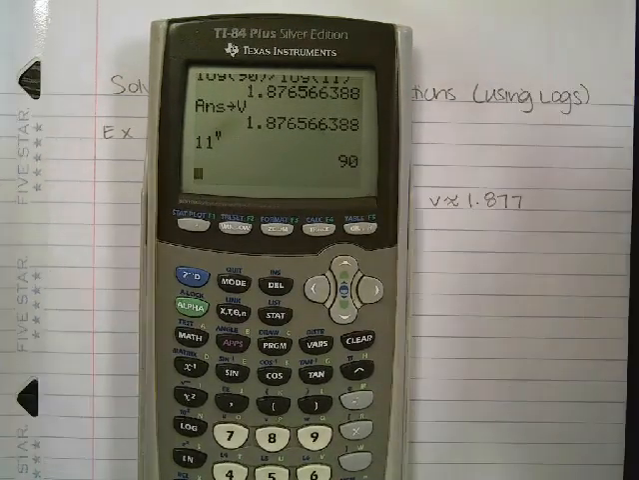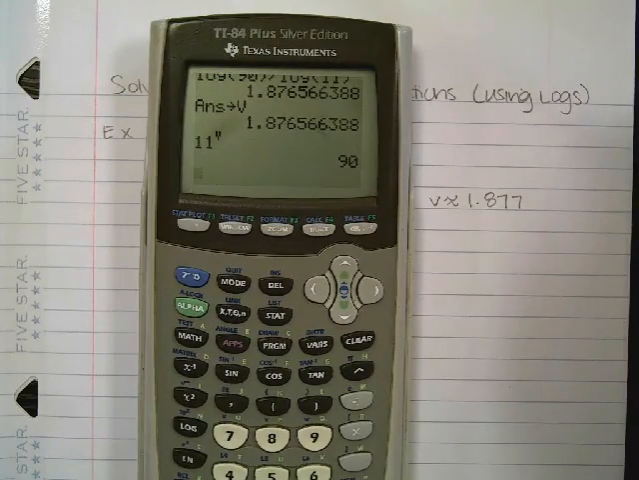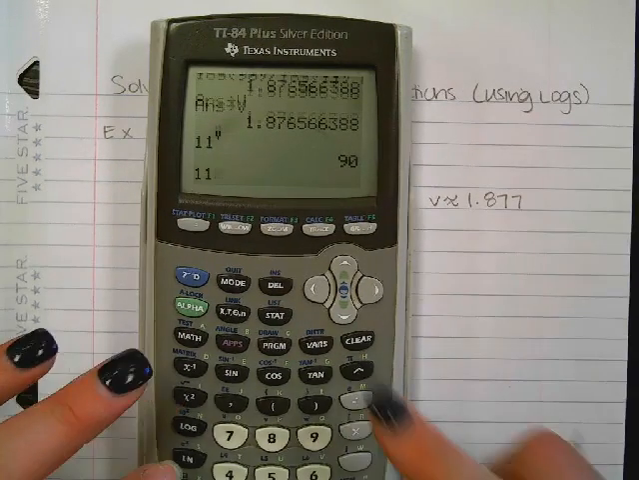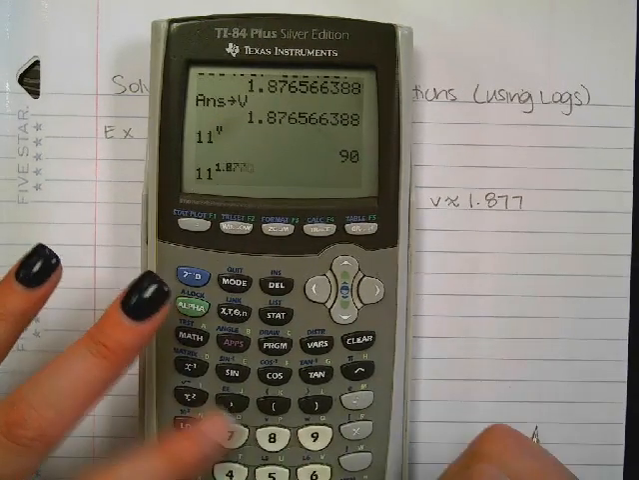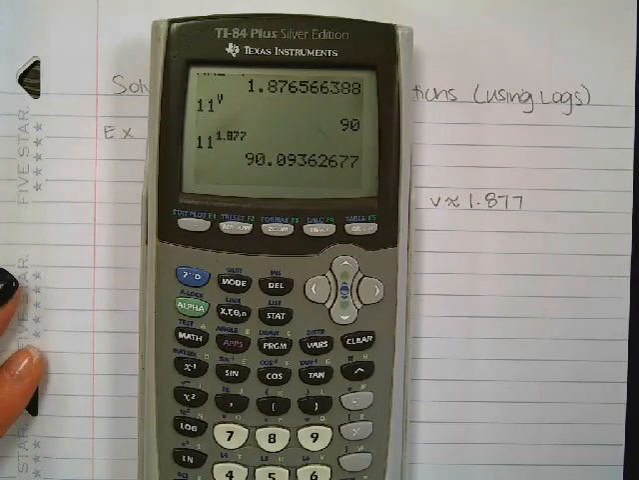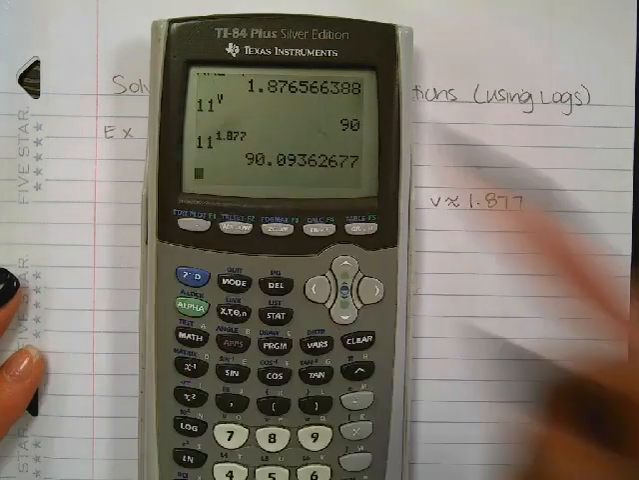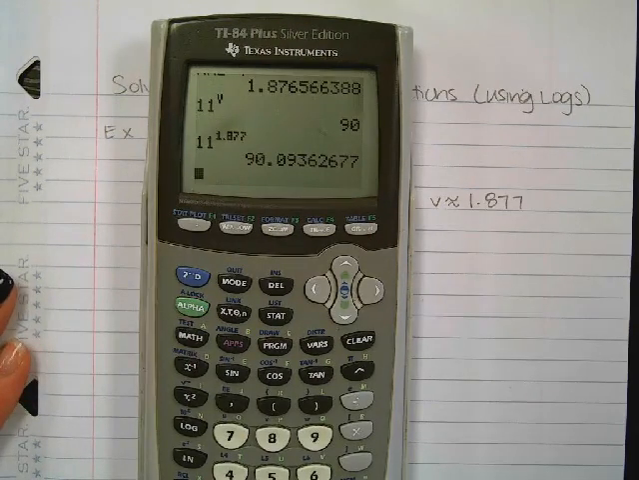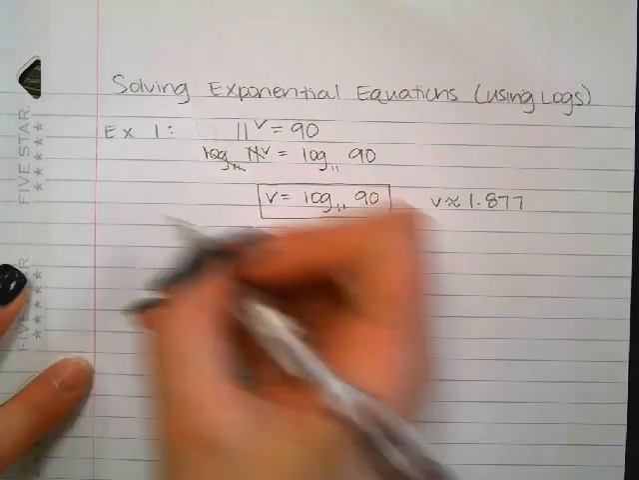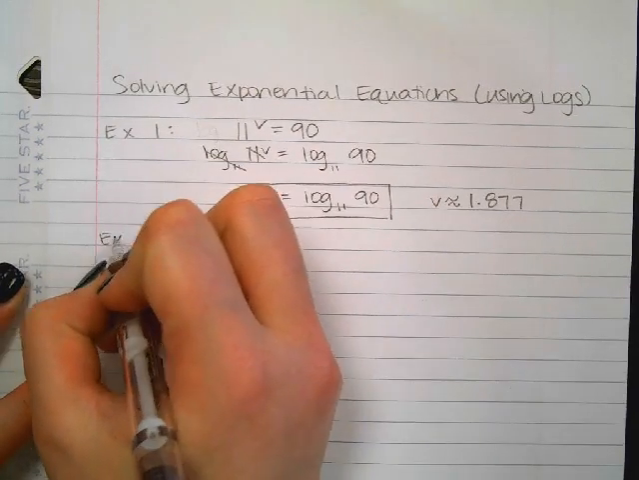And notice when I stored that number, I stored it using the perfect decimal. I didn't round it, because if I do 11 to the 1.877 and try my rounded number, I get 90 kind of, but I used a rounded number, and so it doesn't get exactly back to the right answer. So to be able to plug this in and make sure that my answer is perfect, I do have to use that exact decimal. Okay, example 2.